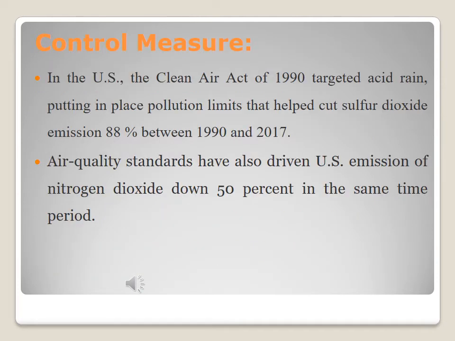In the United States, the Clean Air Act of 1990 targeted acid rain, putting in place pollution limits that helped cut sulfur dioxide emission 88% between 1990 and 2017. Air quality standards have also driven US emission of nitrogen dioxide down 50% in the same period.